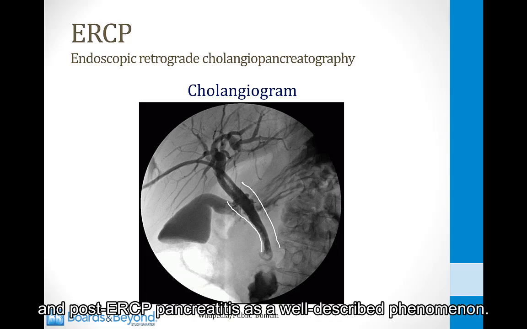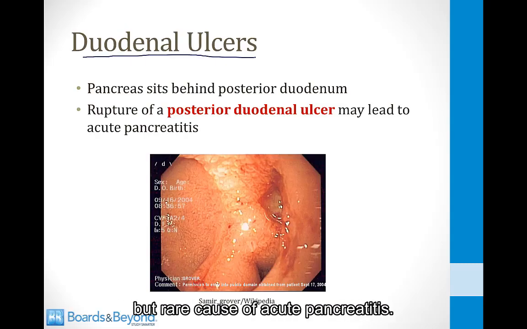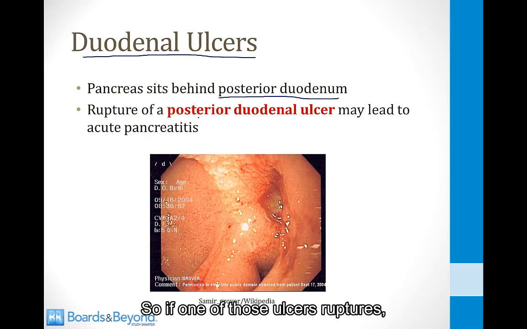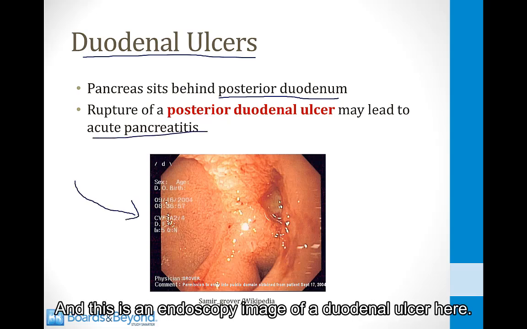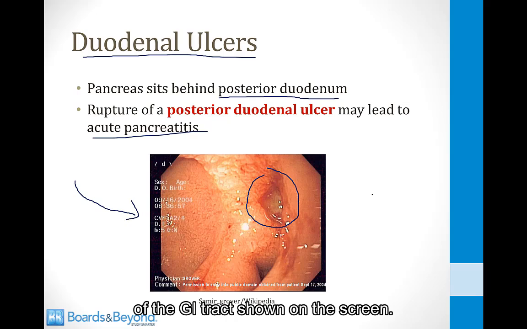and post-ERCP pancreatitis is a well-described phenomenon. Duodenal ulcers are another potential but rare cause of acute pancreatitis. The pancreas sits just behind the posterior duodenum, so if one of those ulcers ruptures, this can lead to acute pancreatitis. And this is an endoscopy image of a duodenal ulcer here. You can see this breakdown in the lining of the GI tract shown on the screen.